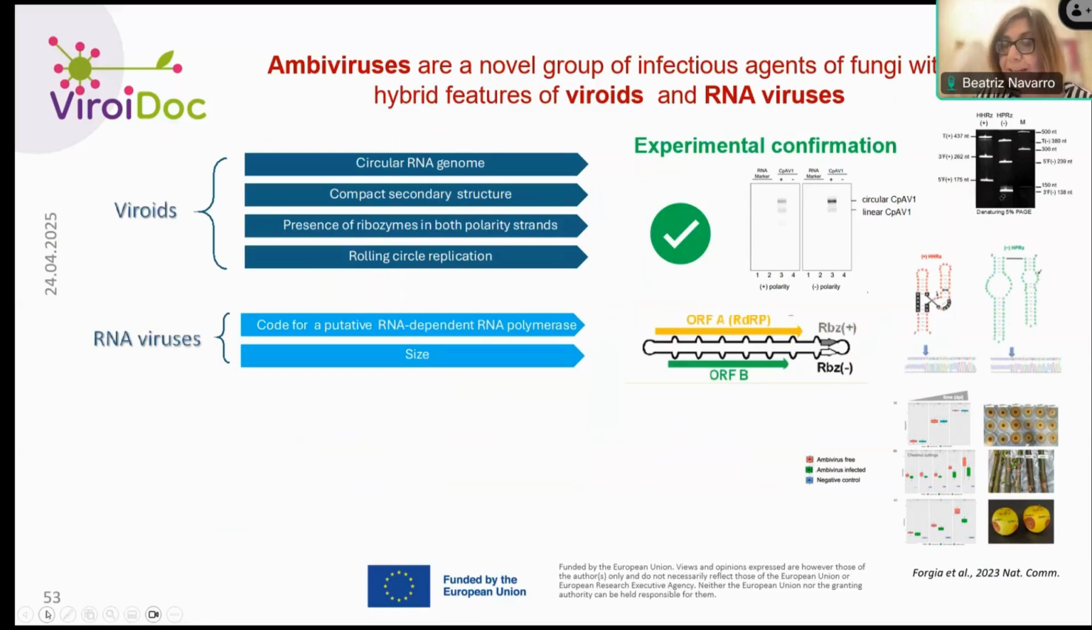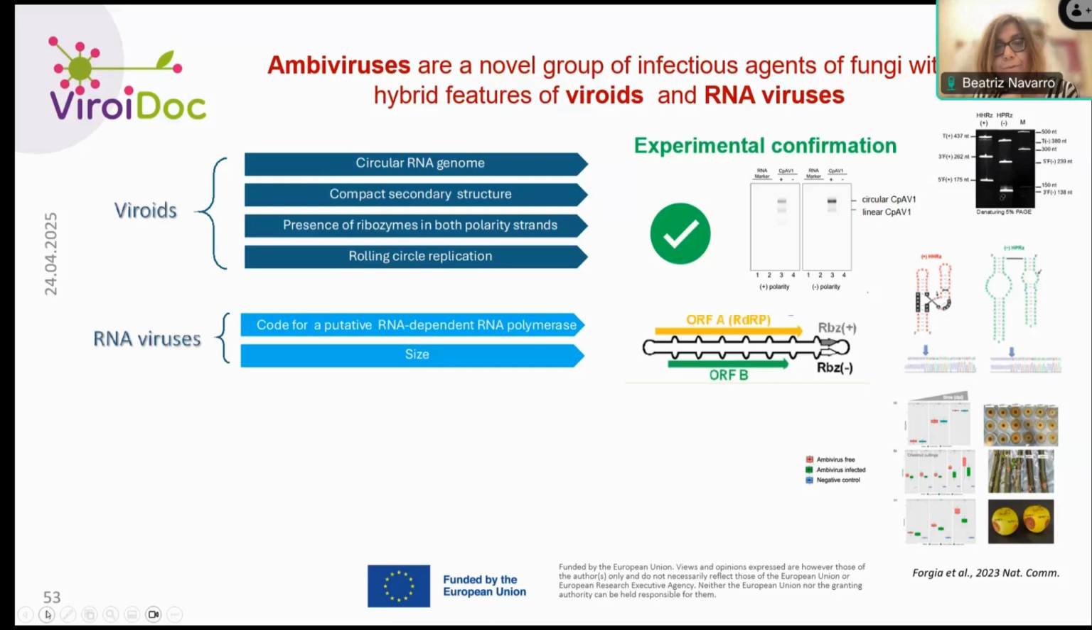We also demonstrate that the ribozymes that we predicted to be in the genome of the ambivirus were active in vitro and also in vivo, because by RACE we determined the 5' end of the linear forms that coincide with the predicted site of the self-cleavage by the ribozymes that you can see here.